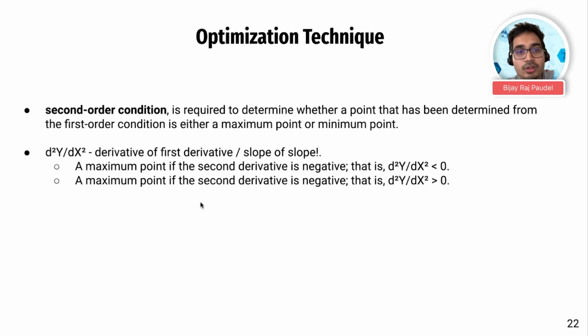So what do you do? What we do is we calculate the derivative of the derivative, the slope of the derivative again. If that second order derivative is less than 0, then we have the maximum point, and if it is greater than 0, we have the minimum point. I have a big typo here. The second is minimum, the first is maximum.